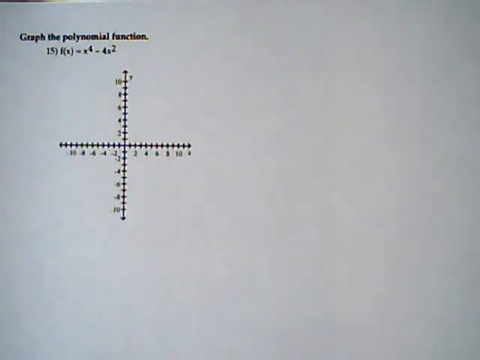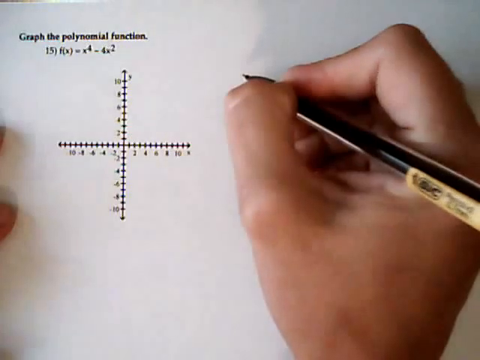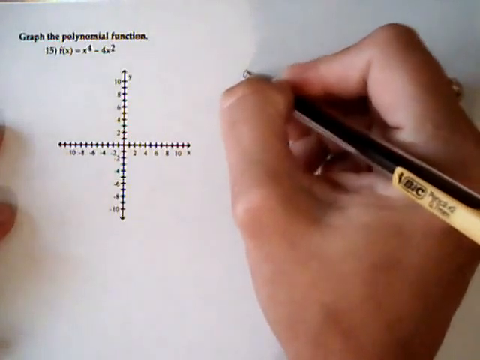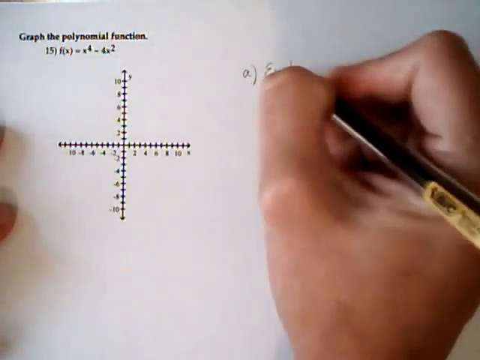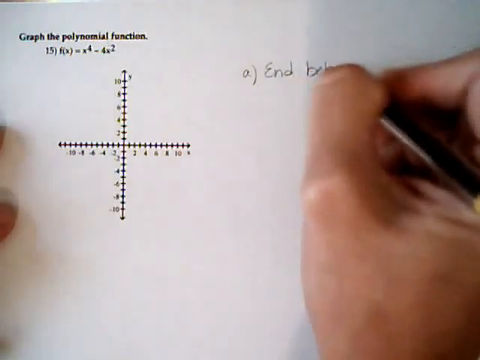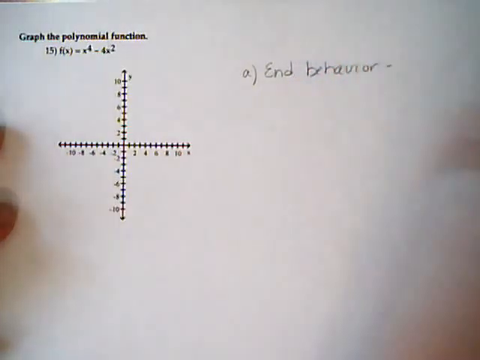And number 15 says to graph the polynomial function f of x equals x to the 4th minus 4x squared. Okay, before you just start graphing, there's several parts to the graph that you have to think about. The first thing that we're going to look at is end behavior, and this may be one of the questions that's asked to you on the homework. So first we want to find out what is the end behavior of the graph.